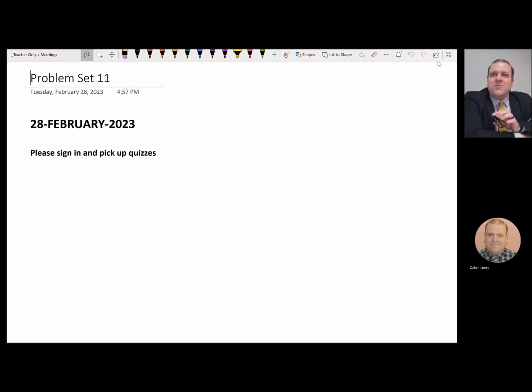Shell method is going to give us a way to keep it as a function of x if we're rotating it about a vertical axis. So shell method is the opposite. If you're rotating about a vertical axis, it's with respect to x. A horizontal axis will be with respect to y.